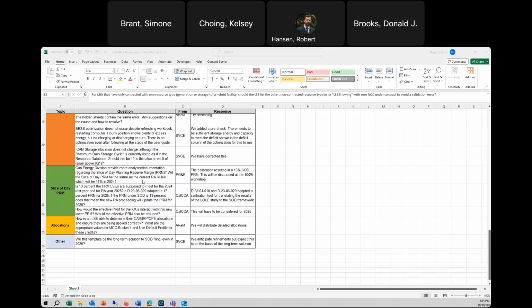All right, and then the last question is whether this template is going to be the long-term solution for slice of day filing even in 2025. And the answer is that we hope so. We anticipate that there will be refinements as things come up throughout the test year, but we think this is a good solid start, and it's what we're planning to use for the most part.